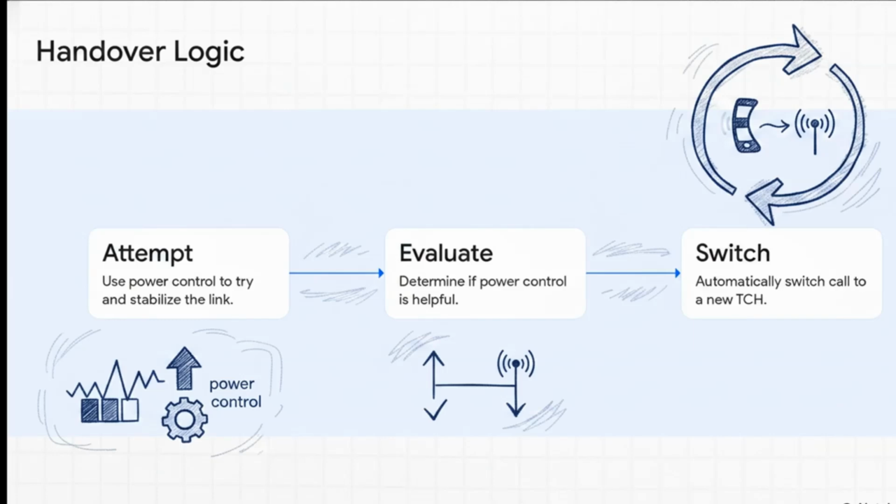Step 1. Attempt power control to stabilize the link. Step 2. Evaluate if that power control is actually helping. Step 3. If the power is maxed out and doing absolutely nothing, only then does the network automatically switch the call to a new traffic channel. It's an amazing feature, but we really only use it when our primary defense completely falls apart.